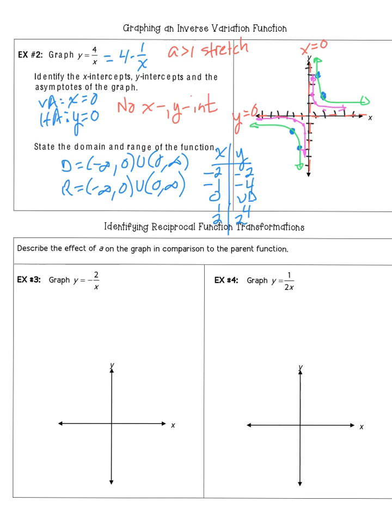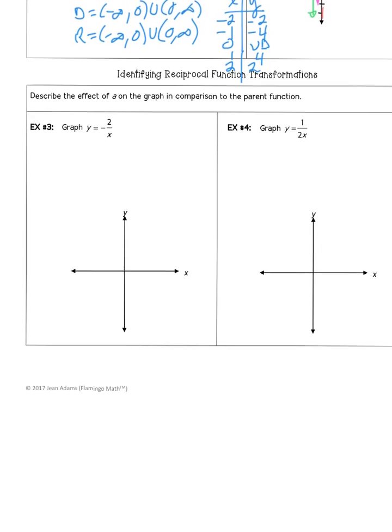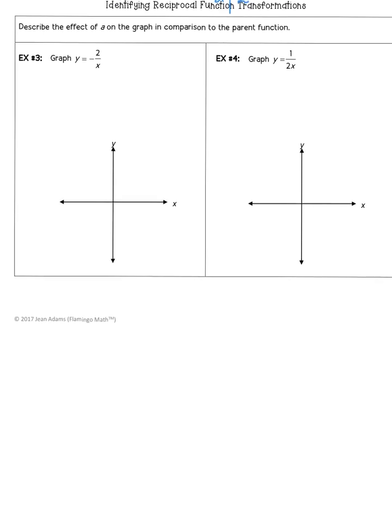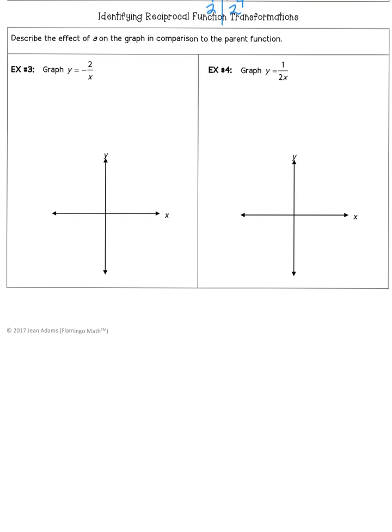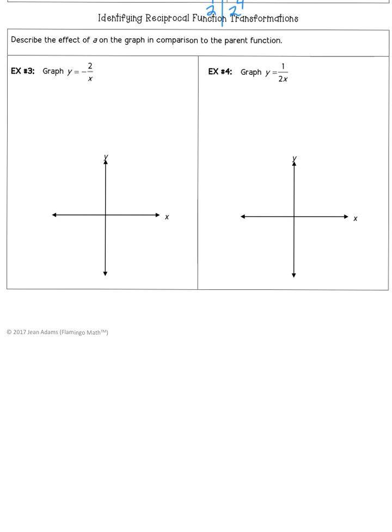All right, then we're going to describe the effect of A here and then compare it to the parent function. So they're not asking for the horizontal vertical asymptote or anything like that, just a description. And then we're going to graph it. I'm going to have you throw that into your calculator, and so you can see kind of how the graphs are different rather than take the time to put it in a table of value.